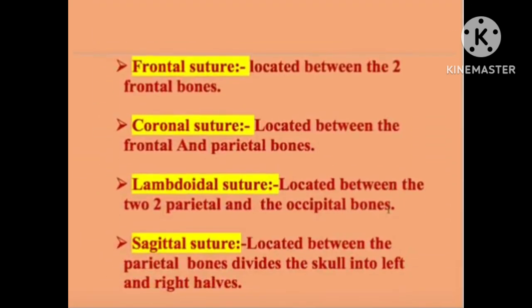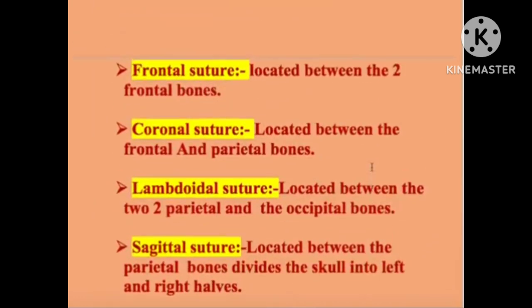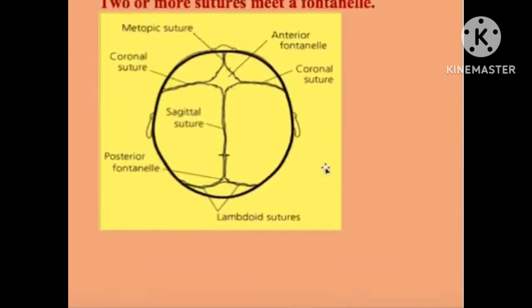These are the sutures of the fetal skull: frontal suture, coronal suture, lambdoidal suture and sagittal suture. The frontal suture is located between the two frontal bones. You can see it here in the diagram.